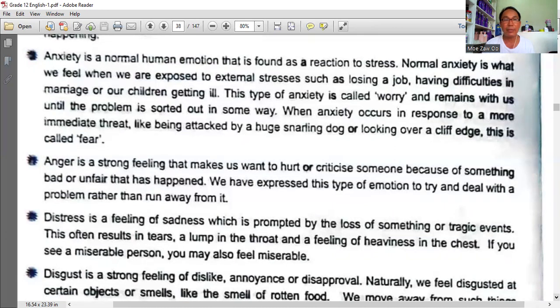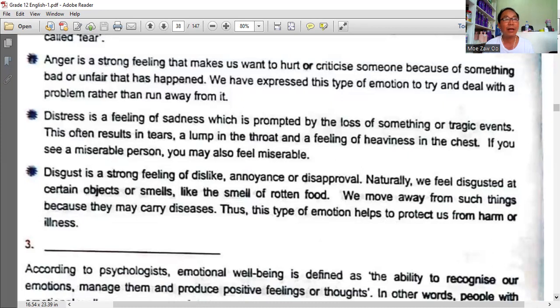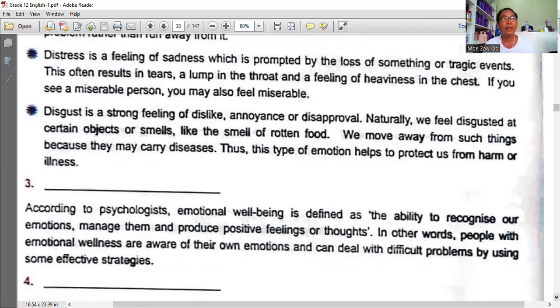Anger is a strong feeling that makes us want to hate or criticize someone because of something bad or unfair that has happened. We express this type of emotion to try and deal with the problem rather than run away from it. Distress is a feeling of sadness, which is prompted by the loss of something or tragic events. This often results in tears, a lump in the throat, and a feeling of heaviness in the chest. If you see a miserable person, you may also feel miserable.